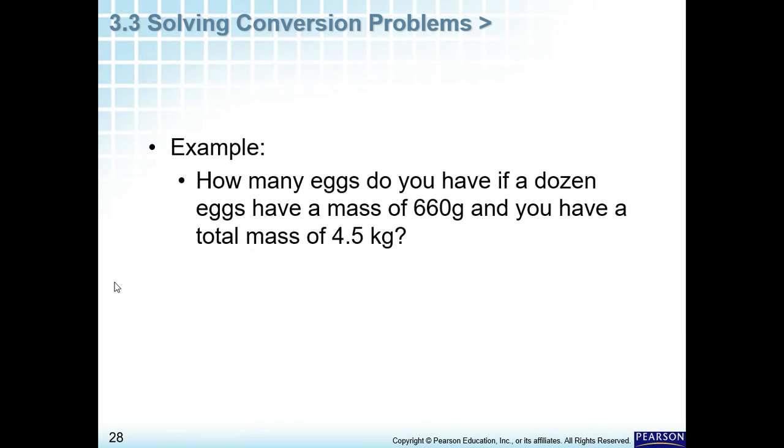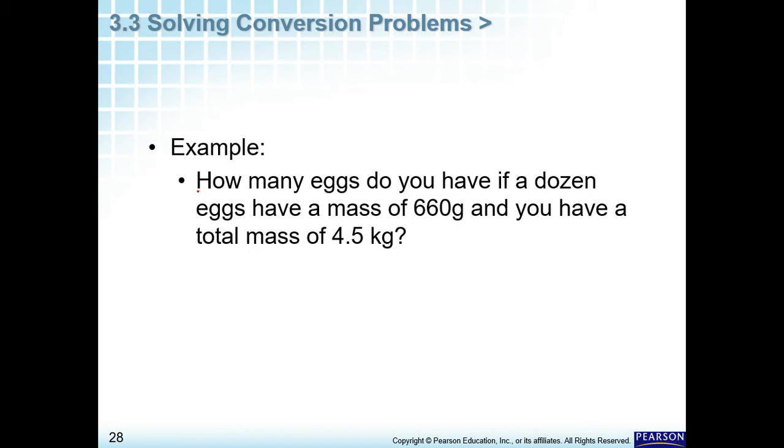What I'm going to focus on here are the next two examples. These are going to be a lot more like what your homework is going to be. One of the examples I give you that people have struggled with is: how many eggs do you have if a dozen eggs has a mass of 660 grams and you have a total mass of 4.5 kilograms? These are multi-step problems. So, we have to figure out what we are trying to get to and how we are going to be able to do that? So, you kind of have to use some backwards thinking.